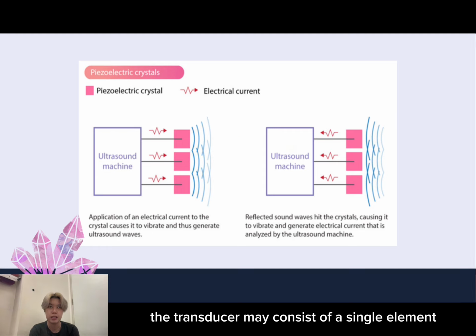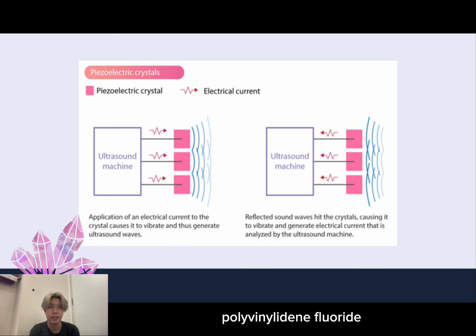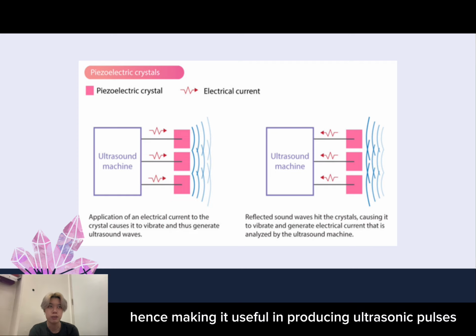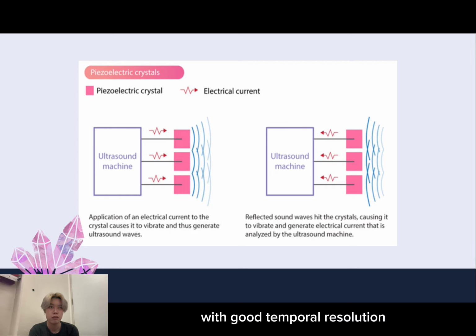The transducer may consist of a single element or a broadband transducer with multiple elements. Piezoelectric polyvinylidene fluoride may also be used in high frequency and high bandwidth applications that require focusing to a particular region. It has a low acoustic impedance similar to that of water, hence making it useful in producing ultrasonic pulses with good temporal resolution.